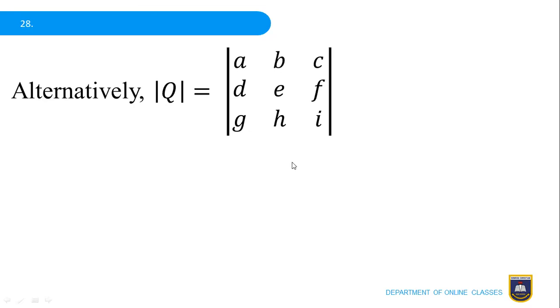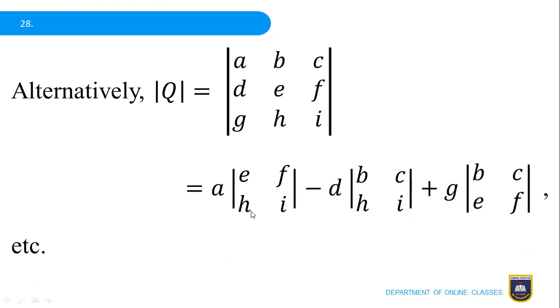Alternatively, if you have the matrix Q, then the determinant of Q will be this. So we can also have this, but don't forget the order. That's the plus, minus, plus, minus, plus, minus, plus, minus, plus. You shouldn't forget that order.